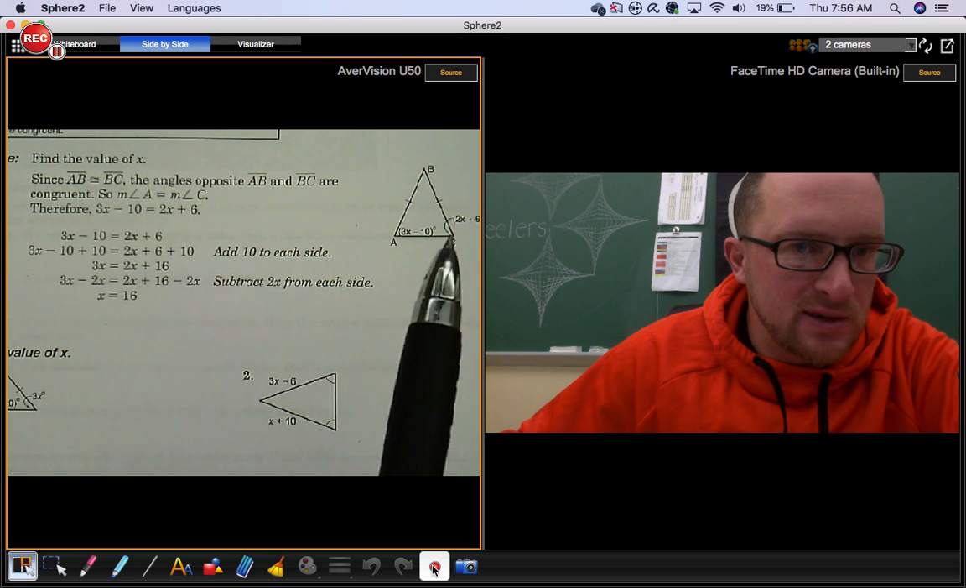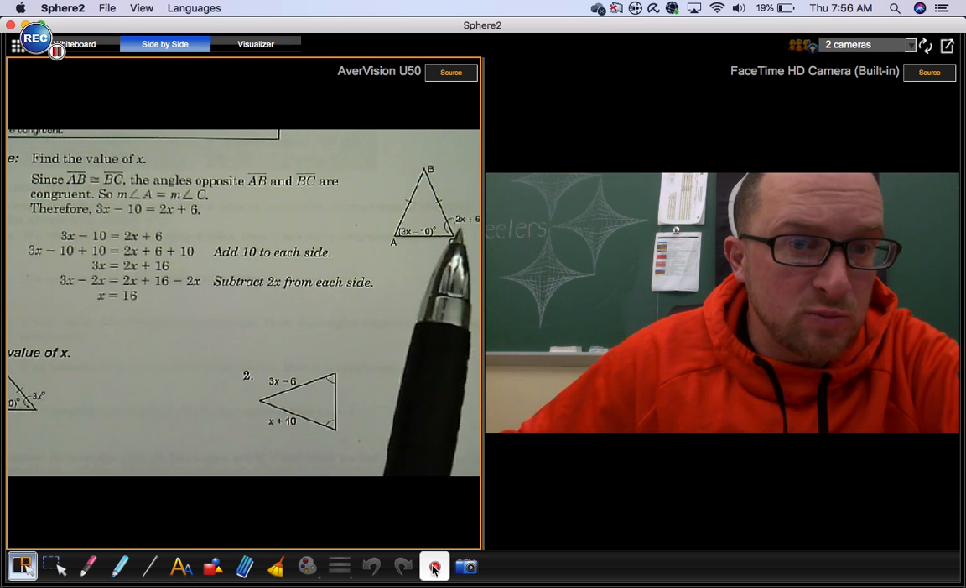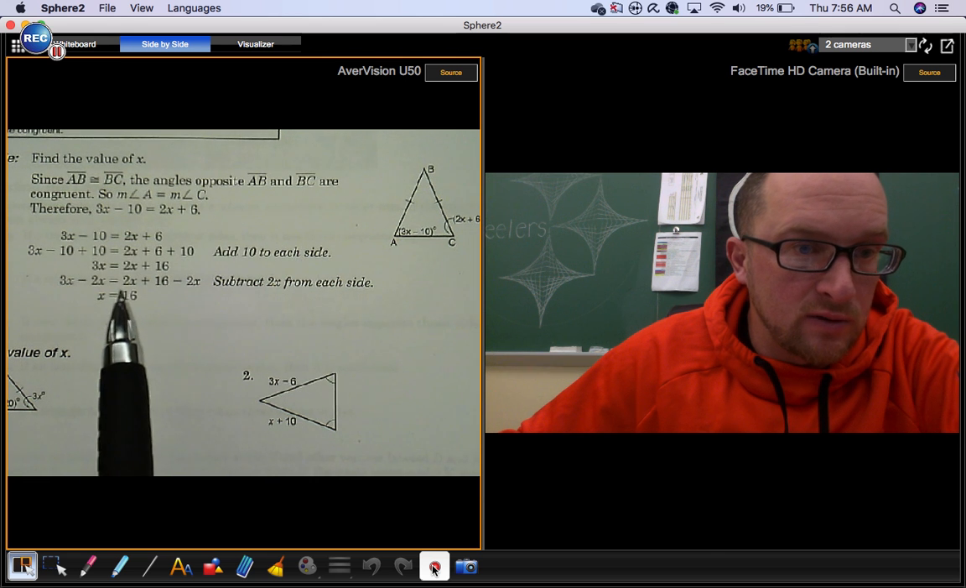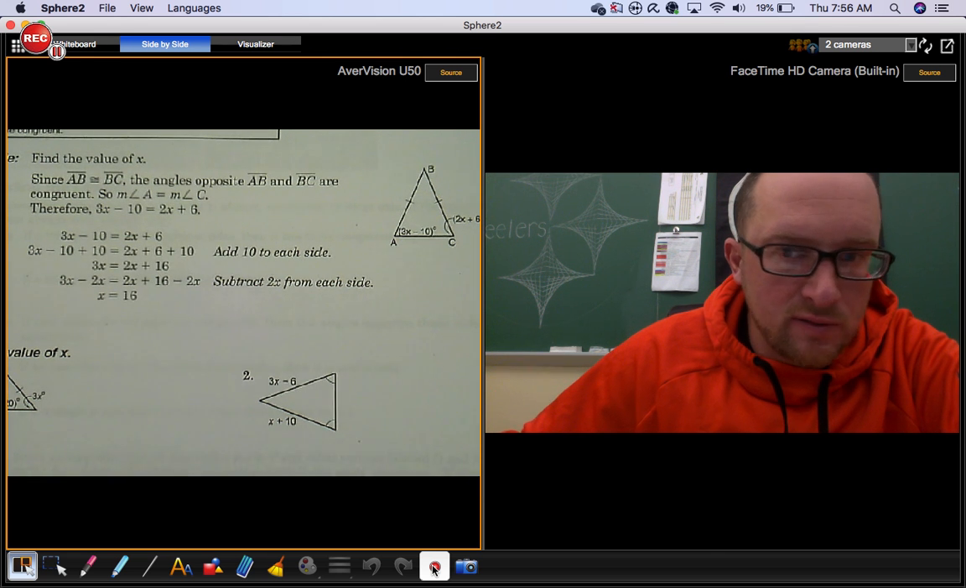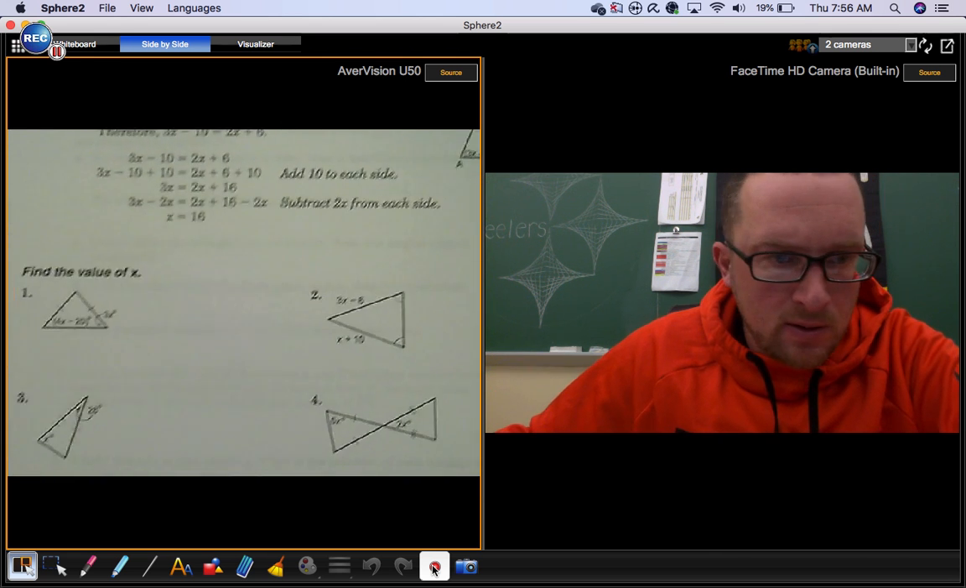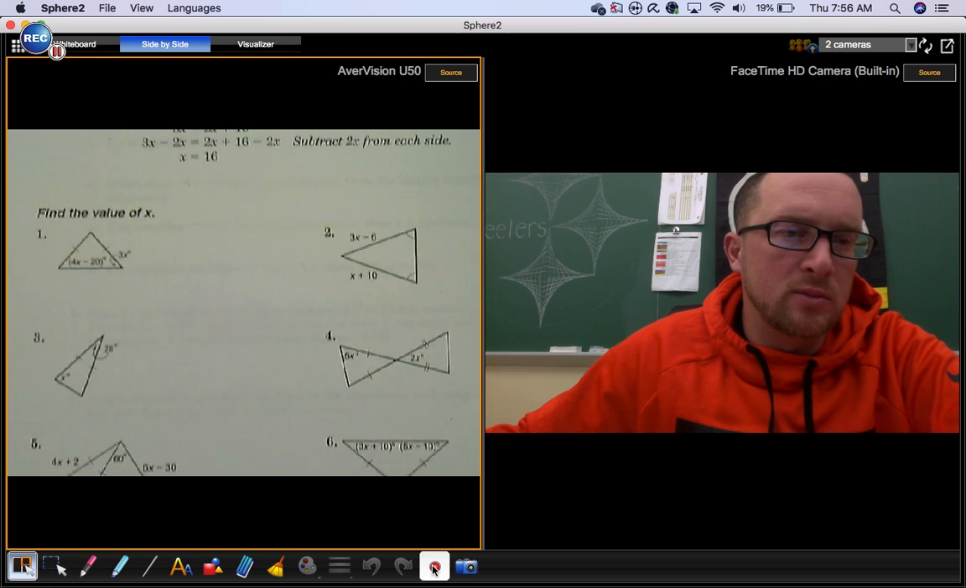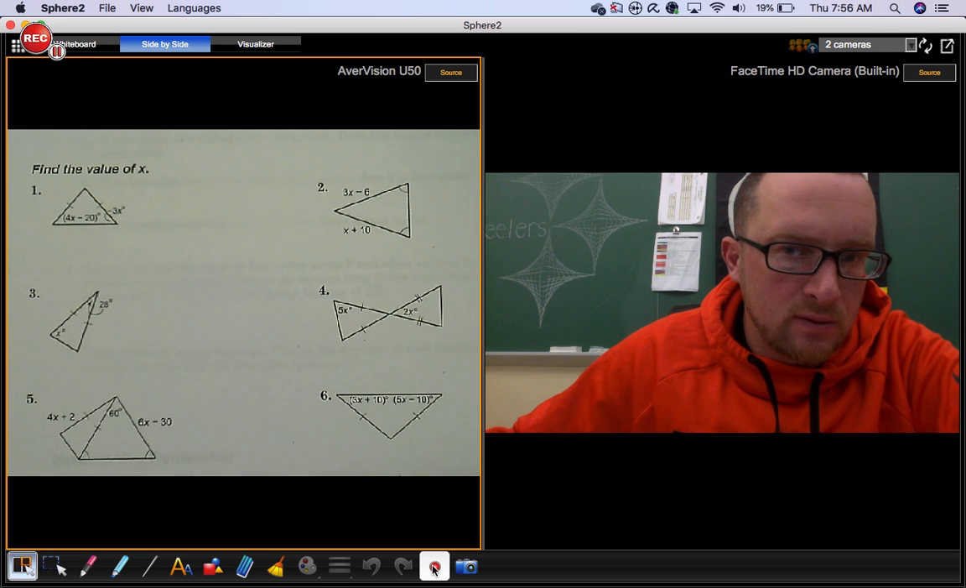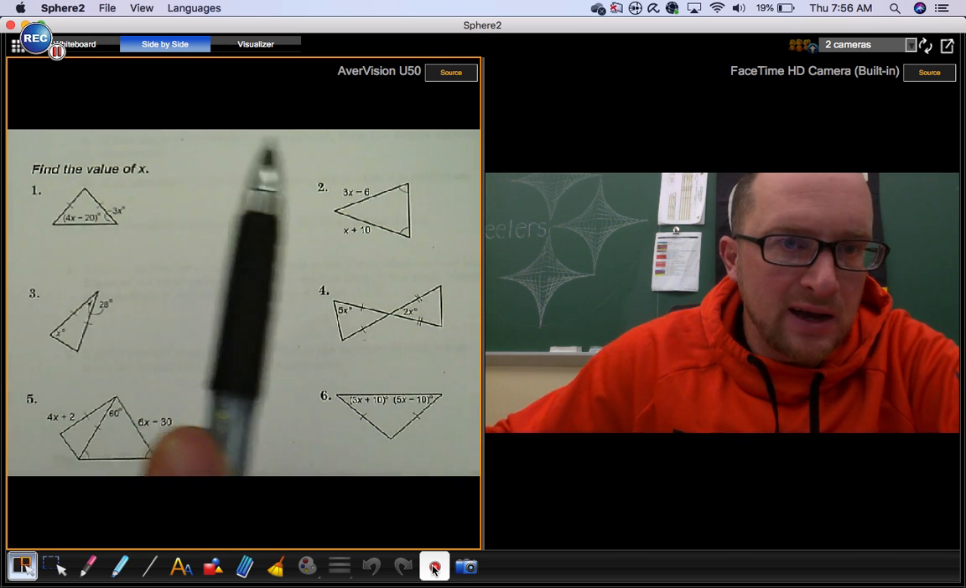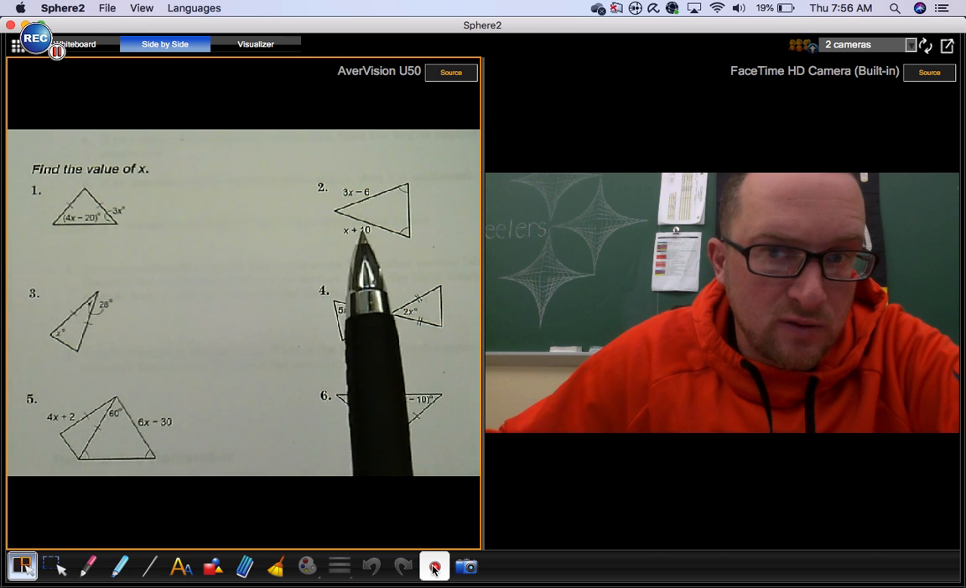It would be these two base angles. All you're doing is setting these two expressions equal and solving for x. That's all you do in all of these problems. Number one is just like that problem that they just showed you above. You need to take advantage of the information that they show you, especially if you're not sure what you're doing.